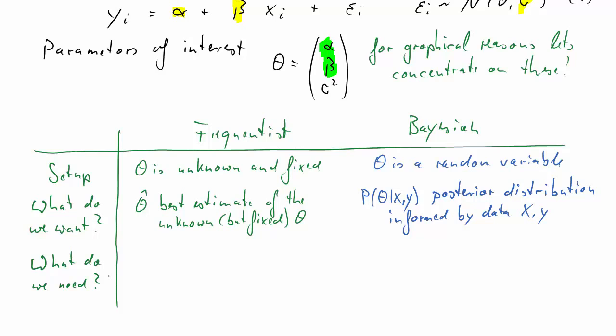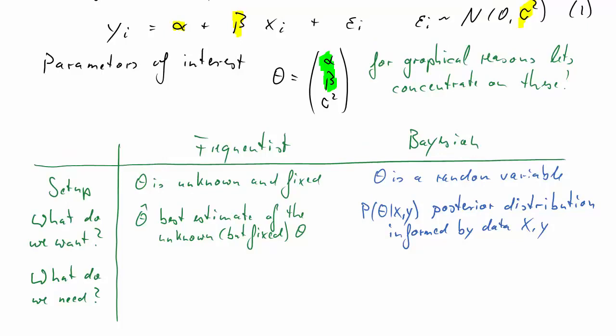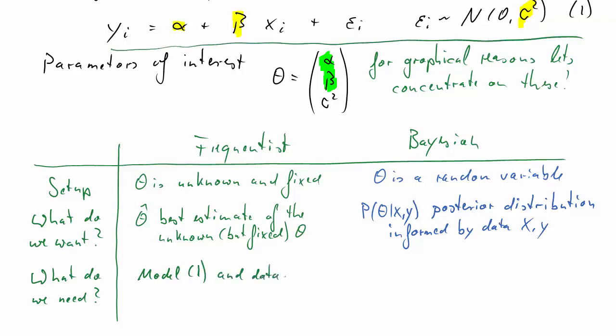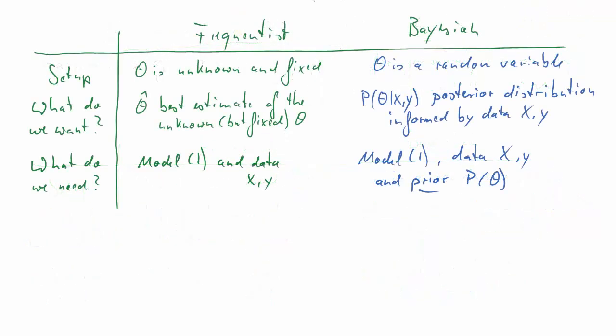What do we need? What a frequentist needs is basically our model, which we labeled as model 1 above, our linear relationship and a distributional assumption for the error term. So we need the model and we need data x and y. A Bayesian would need exactly the same for starters. So it needs a model that relates y and x with a distributional assumption, and we need data. But on top of that, a Bayesian will also need what's called a prior distribution of theta. So that's a distribution of theta, but without being informed by the data x and y.